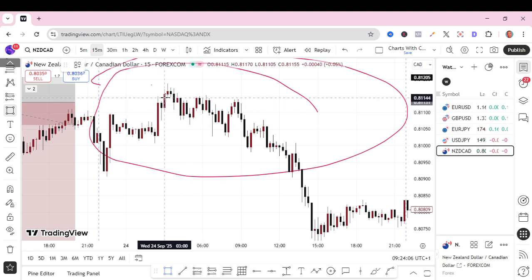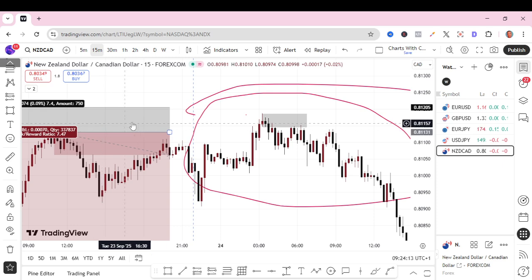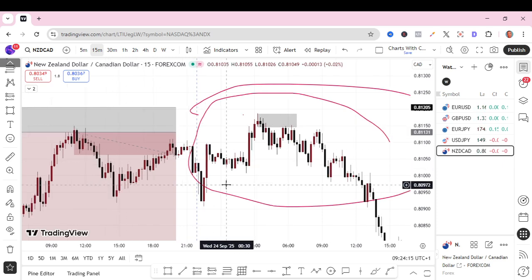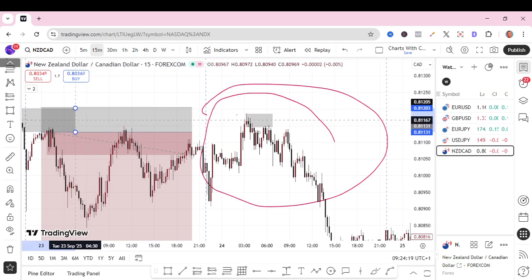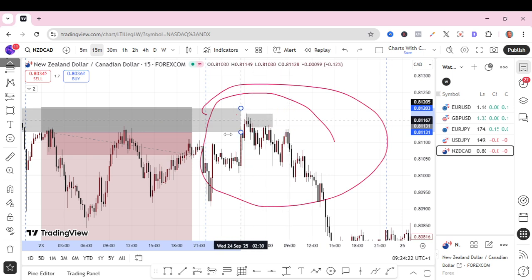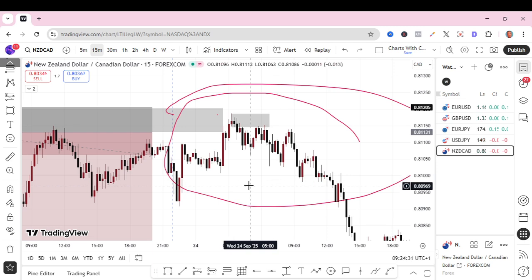Look at how price mitigated this zone, this place. Remember, this mitigation started from our POI, right? Let me extend the POI. Okay, you can see clearly that's where the mitigation is also in our POI. So these are some of the things I look out for when I want to take my entry.